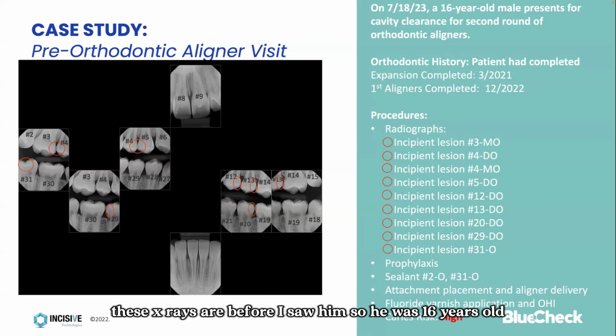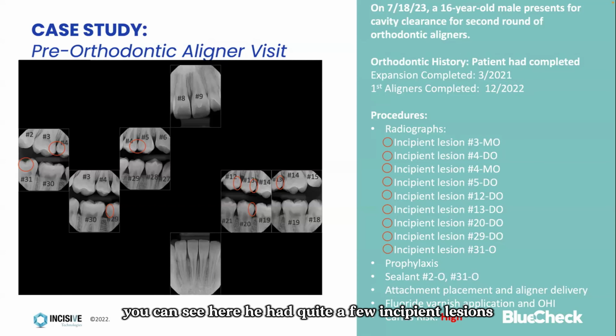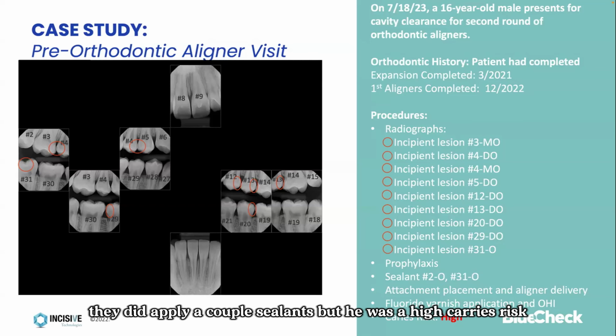All right, so this was one of my patients. These x-rays are before I saw him. He was 16 years old and presented for a cavity clearance for a second round of aligners. He went through some expansion. You can see here he had quite a few incipient lesions, about 8 or 9 interproximally. Really, they just chose to watch and wait. I think this is before Curodont came out, and the office didn't really use SDF. They did a prophy and applied a couple of sealants, but he was a high caries risk.